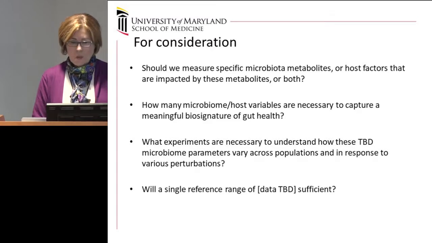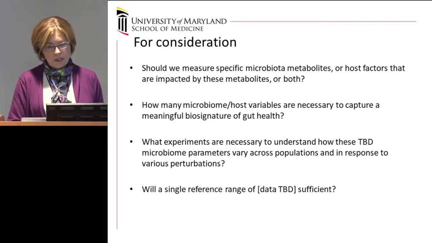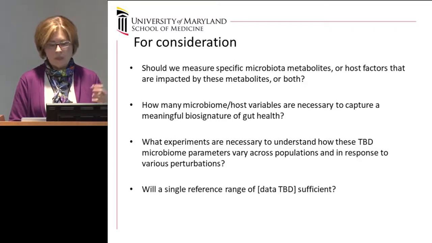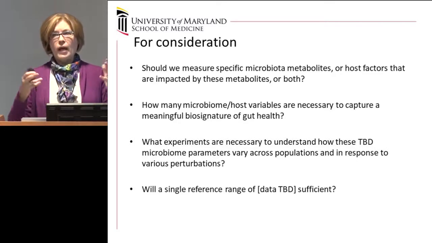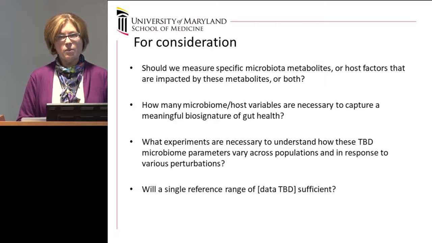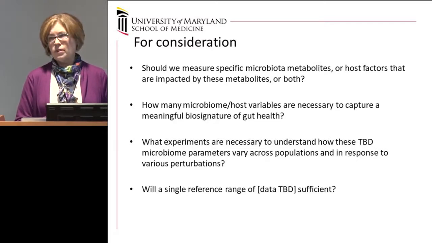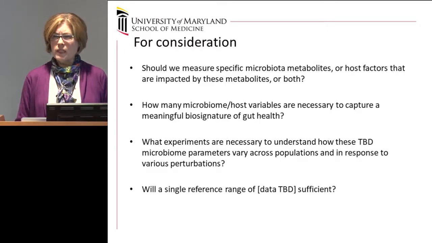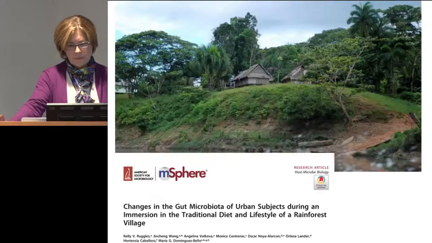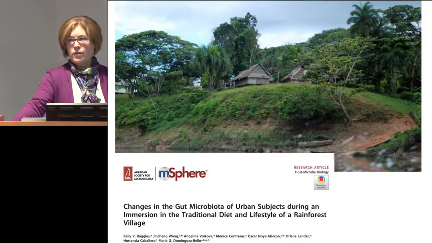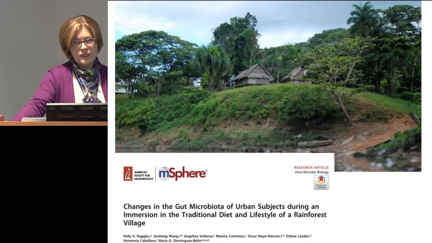What experiments are necessary to understand how these to-be-determined microbiome parameters vary across populations and in response to various perturbations, diet being the most obvious one? And will a single reference range of whatever marker we think might be usable be sufficient? Or, going back to some of my earlier comments, do we need to consider some of these in a population-specific manner? And finally, another idea just to put out there for consideration.